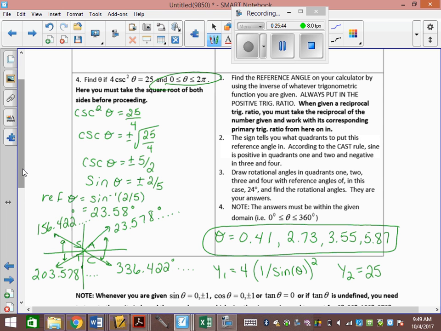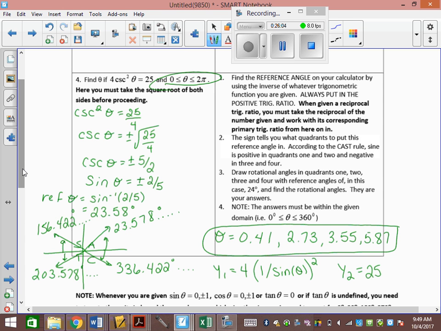Okay. So for today, there's just going to be a few. Page 202. Yeah, so number 10, 11, and 12.